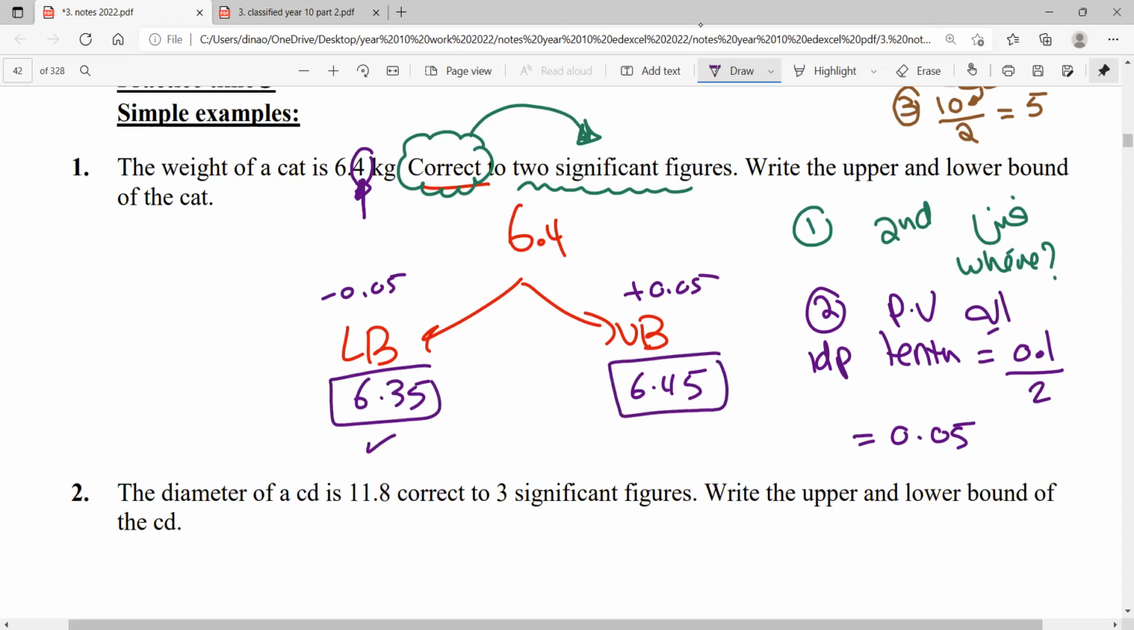But this is the minimum weight the cat could be. This is the maximum weight the cat could be.